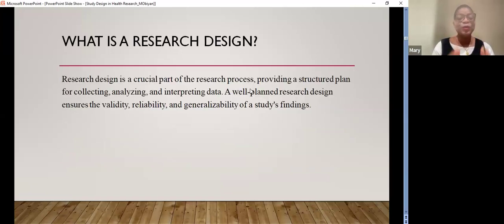Thank you. What is a research design? Research design is a crucial part of the research process. It provides a structured plan to collect, analyze, and interpret your data. A well-planned research design ensures the validity, reliability, and generalizability of a study's findings.